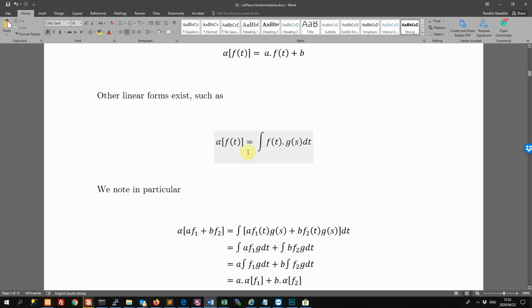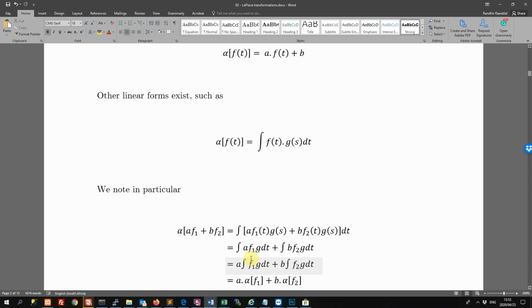So if we define this as our linear operator, then if we take two functions, f1 and f2, and we multiply those by the constants a and b, and we perform the operation on that sum, then we can expand as follows. So just substituting the definition of that operator here, we see we are multiplying g of s by each function and integrating over time. And then obviously we can break this down into the sum of two integrals. And then clearly these are constants of integration, so we can split out the constants here.